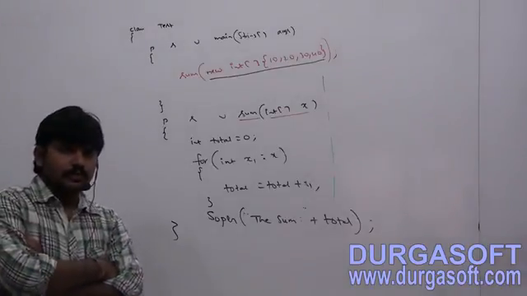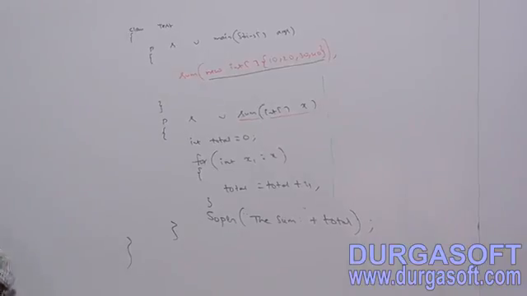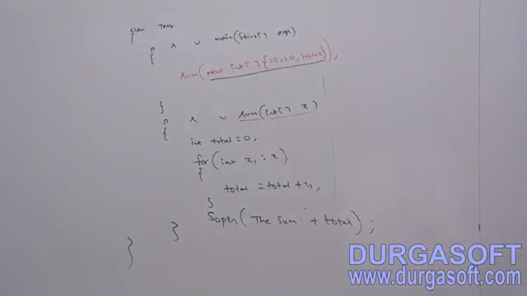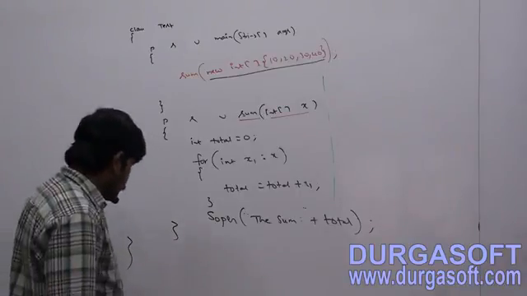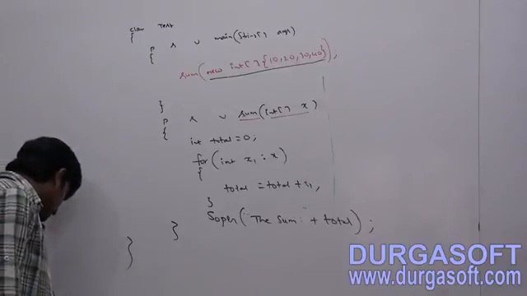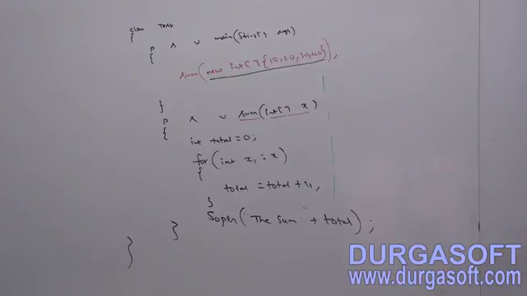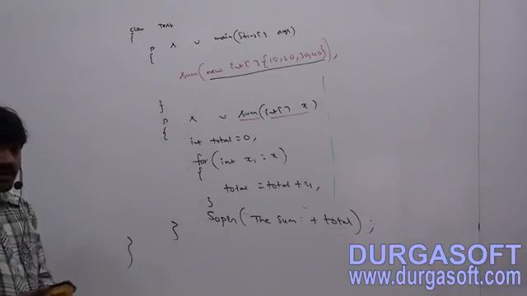Completed, I hope. The sum of int array x, into total is equal to 0, like the sum plus a total. Are you getting? Now add the theory.